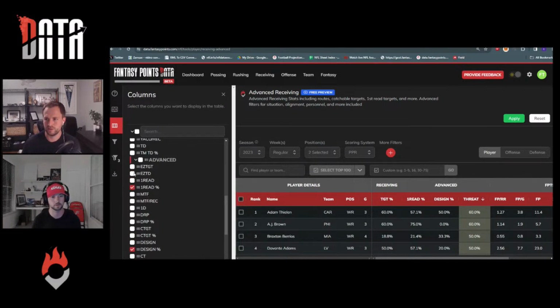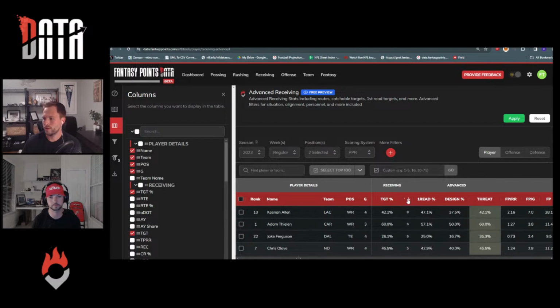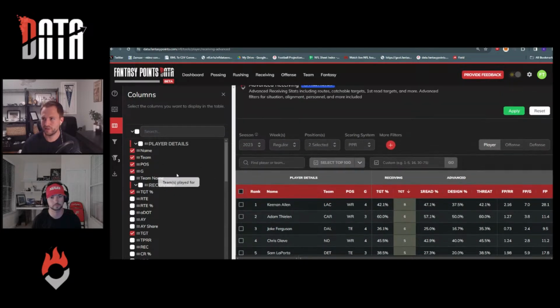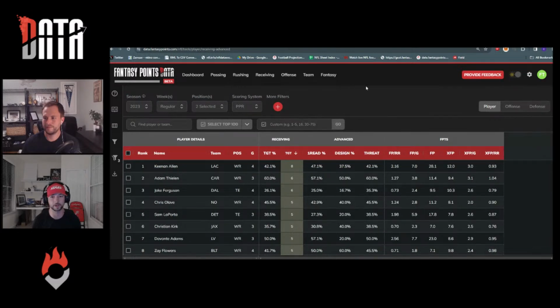Let's turn on just seen targets. Yeah, so Keenan Allen has the most open or wide open targets against man coverage this year so far. I don't think anyone's surprised to see that. It is a little surprising to see Jake Ferguson all the way up there. I know his red zone usage has been pretty strong, but outside of that, he's disappointed a little bit.